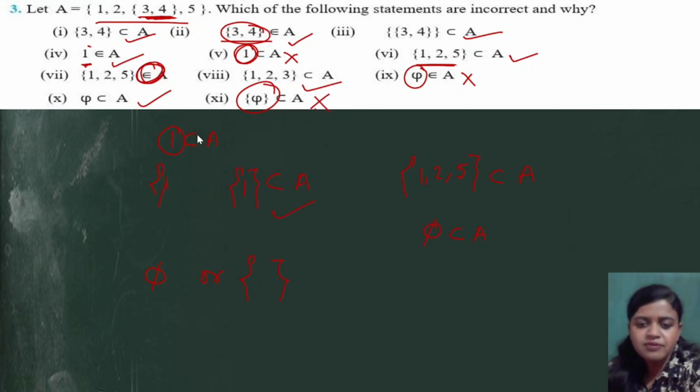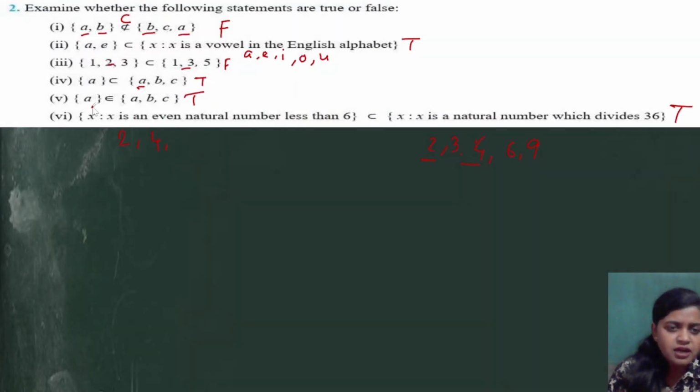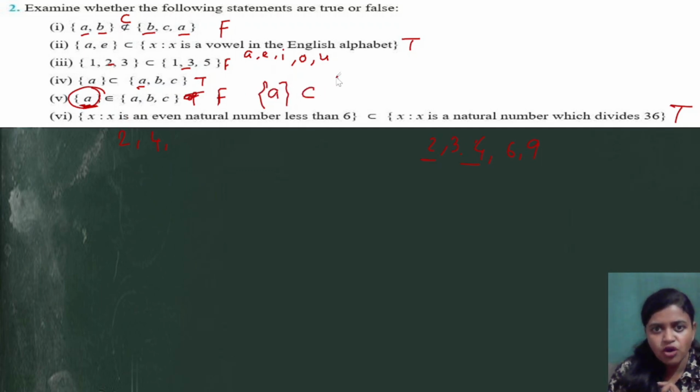Clear? So in the previous slide we discussed subset. The belongs to sign is used for an element. So a subset cannot be used with this sign. It will be false only. So we can write it like that: {A} subset of {A, B, C}. And if we put the belongs to sign, we write A belongs to {A, B, C}. So the other form will be a false statement here.